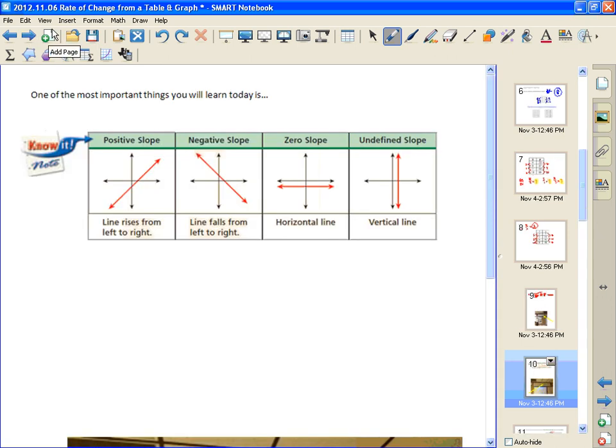Okay, so another really important thing that you need to know, this is a big idea for Algebra 1, is that if a line rises from left to right, so if it's going up, that means it has positive slope. If a line is going down, or if it falls from left to right, it has negative slope. Horizontal lines have zero slope, and vertical lines have undefined slope. And I'm going to give you a trick to remember those here in just a second.